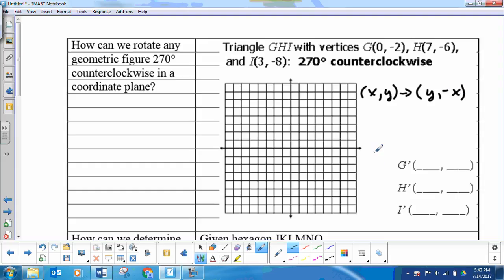So I'm going to go ahead and get you started. Let's go ahead and write the original information here. We had a triangle GHI with the vertices here, here, and here, at a 270 degree counterclockwise rotation. So G is (0, -2) as the original. Our H was (7, -6). And then the I value we had was (3, -8).